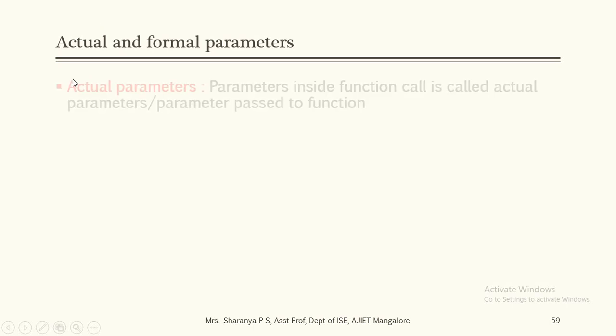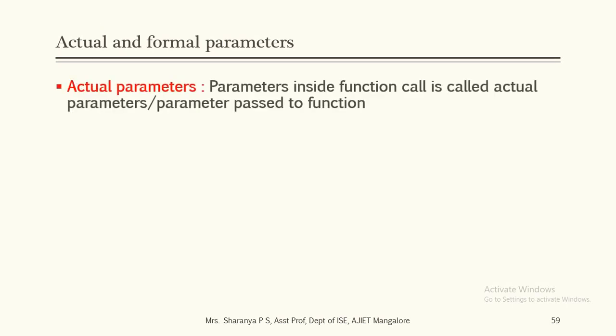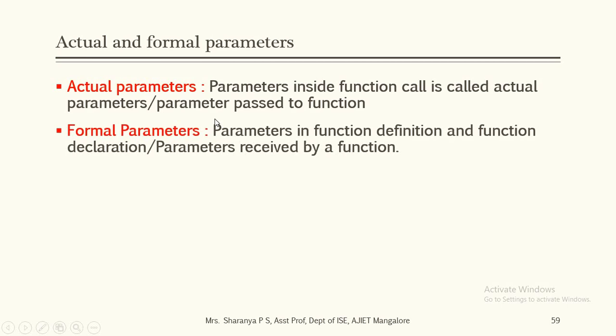Before moving to call by value and call by reference, first we should understand what actual and formal parameters are. Actual parameters are the parameters which are present inside the function call, or in simple terms, the parameters passed to the function. Formal parameters are the parameters which are defined in the function definition and function declaration, or in simple terms, parameters which are received by a function.